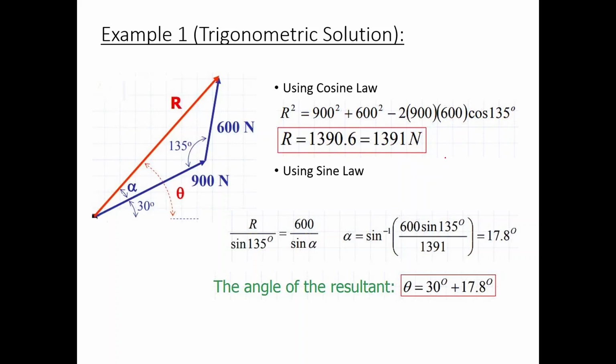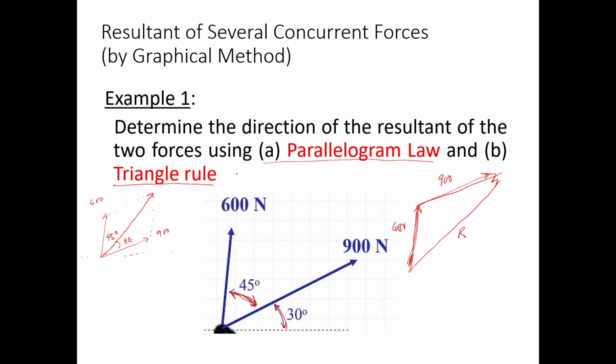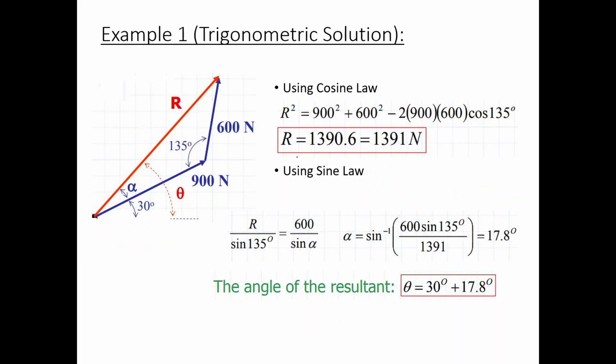Looking at the next slide, if we want to break down the forces, the 900 newton was the first force, and then the second force, by the tip to tail or head to tail method, is the 600. So it's still the same as the parallelogram law. It just transferred the 600 to the other side to get the resultant in the drawing.